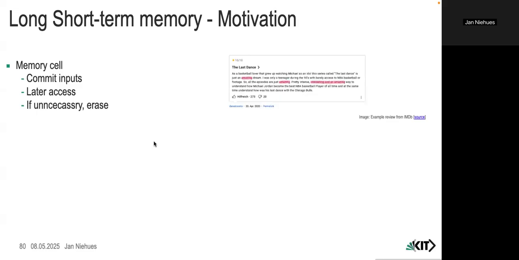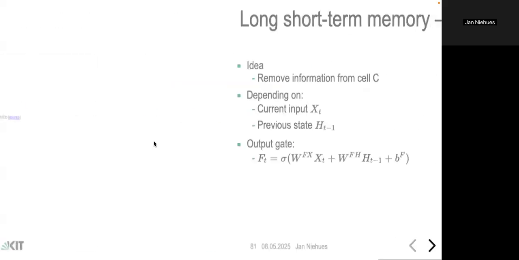So how can we implement that? This is mainly done by, as I said, these three types of gates: the so-called forget gate, input gate, and output gate. Let's have a look at them one by one.